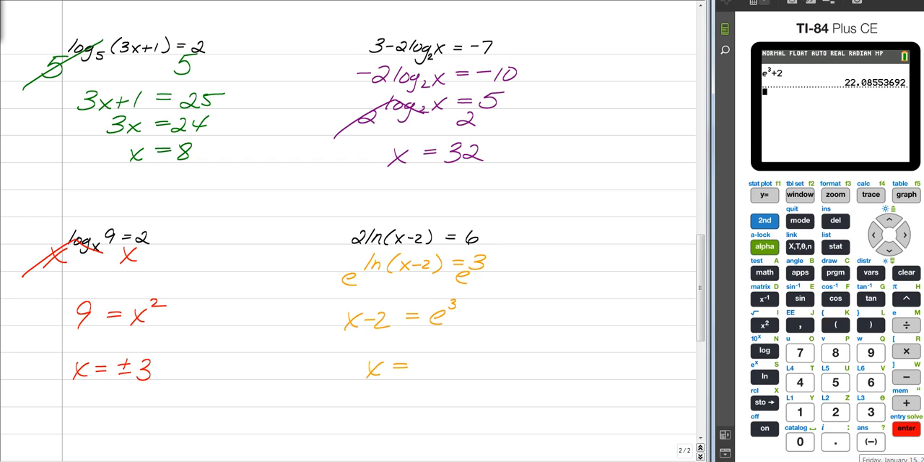And we end up with 22.086. Okay, and you can type that in and then add 2, it doesn't matter. Or you can actually just say that x is equal to e to the third plus 2. That's actually your exact answer. But if you're asked for a decimal, there you go.